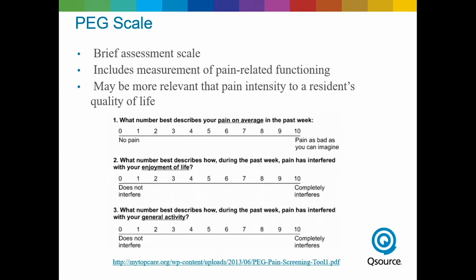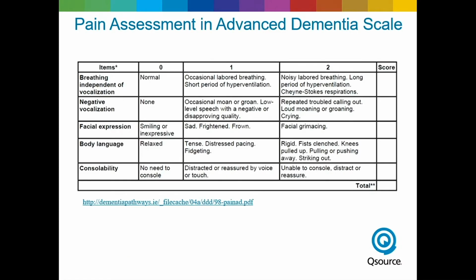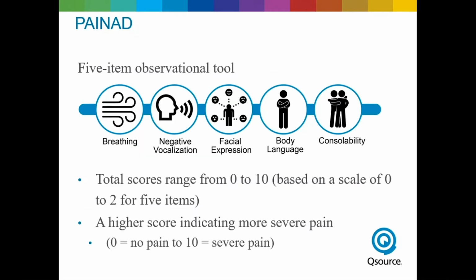is affecting them. We also have the Pain Assessment in Advanced Dementia scale. This scale is going to be used more for residents who have dementia or are nonverbal and just aren't really able to answer the questions on the PEG scale. This is an observational scale. Some of you may already be using a version of this, but this is a really good way to be able to see if a resident is in pain when they're maybe not able to communicate that with you.